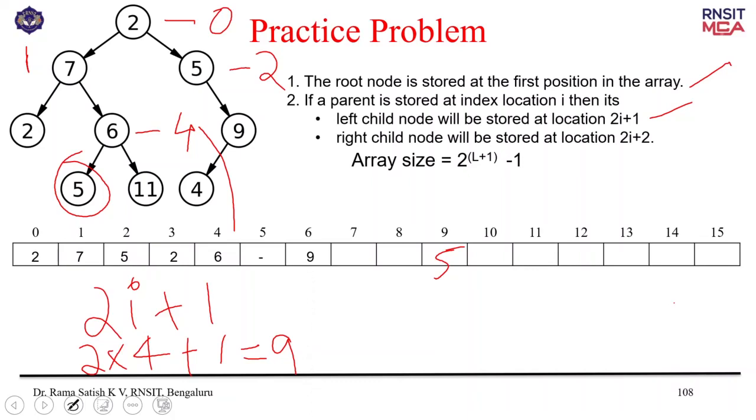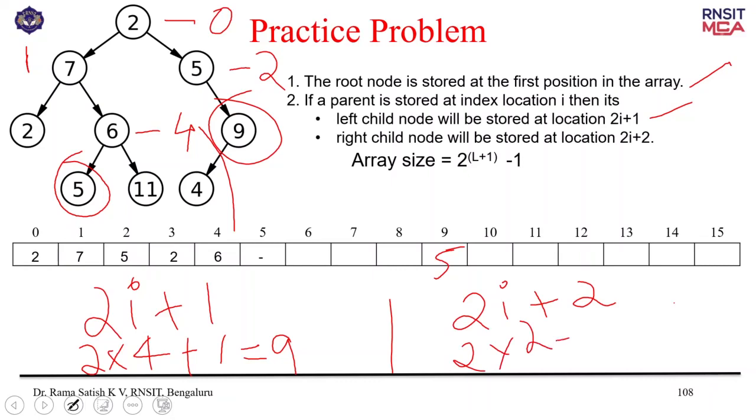Before that, we had to calculate 9 also. 9 is a rightmost element, the right element. If you want to find the right element, 2 into I plus 2. So 9's parent is 5. 5's position is 2. So 2 into 2 plus 2 is equal to 6. In the 6th position, 9 is stored.